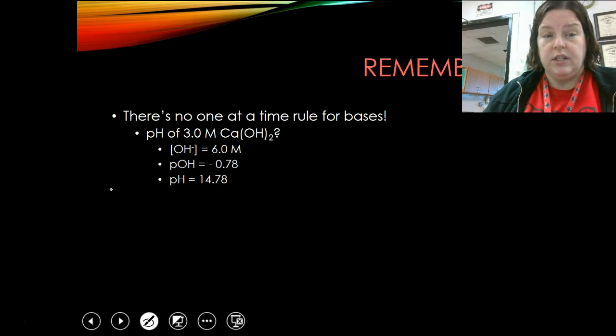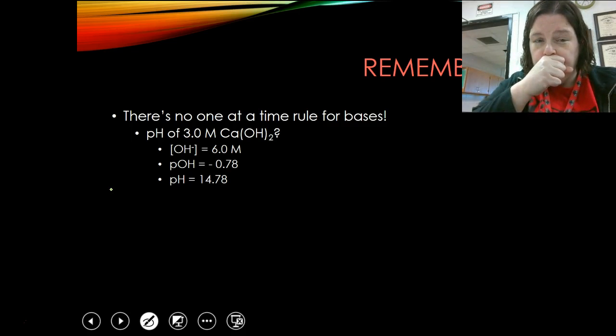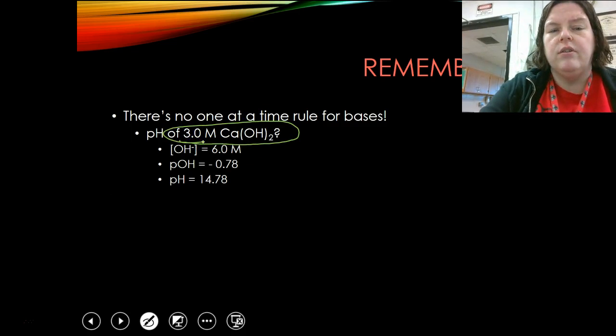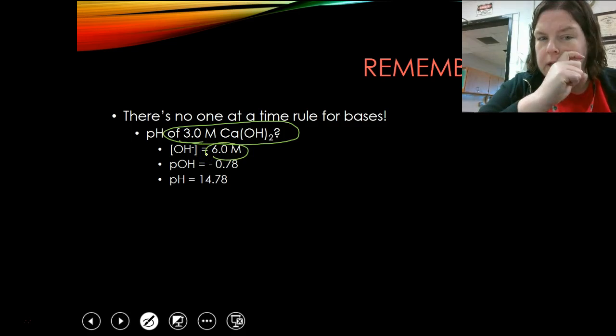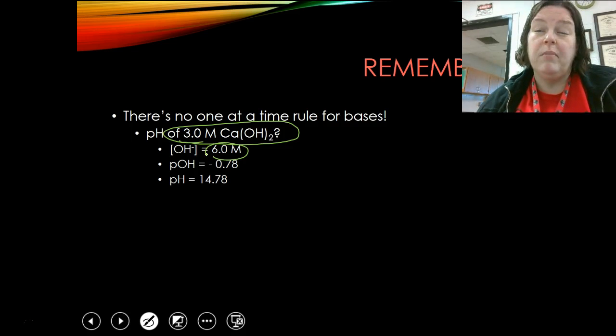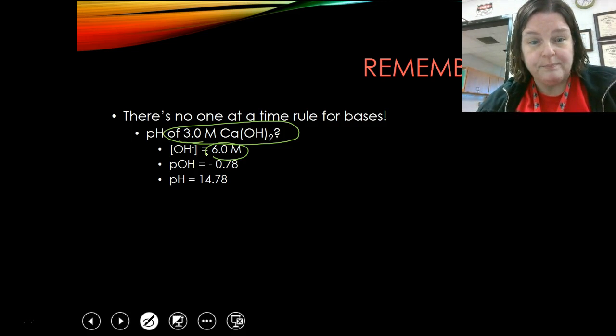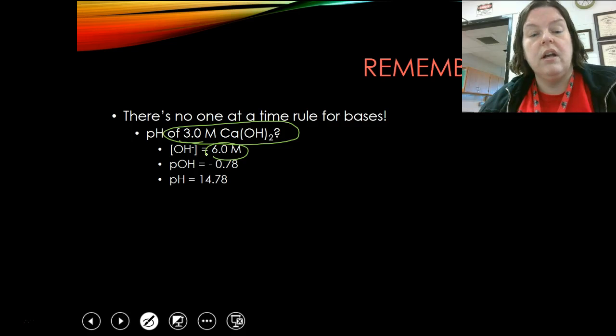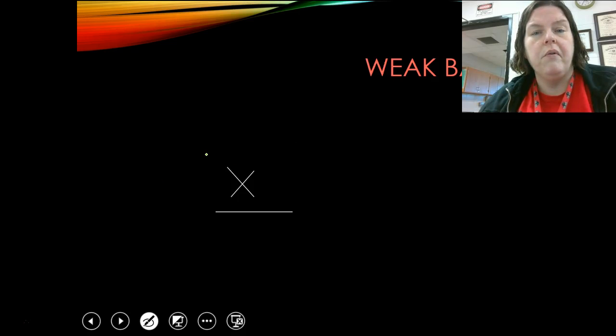So in this particular situation, we have 3 molar Ca(OH)2. Well, because there are 2 OHs, that's 6 molar right there. So the pOH is right there, and we see what the pH is. Yes, you can have pHs higher than 14 as well, or lower than 0. It all has to do with the concentration and that calculation.